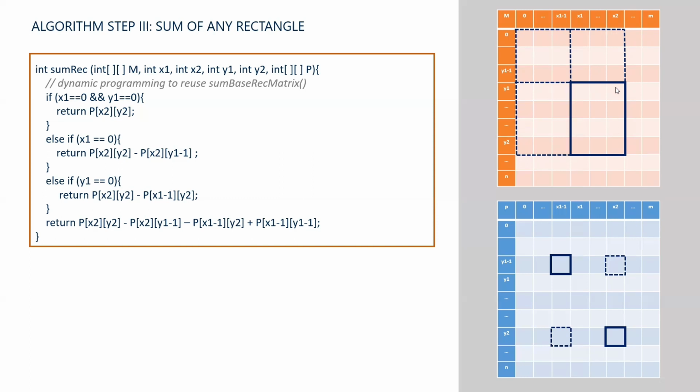We got this. Else if y1 equals 0, so it's something like this. We'll use the big one minus this one. So we'll return P[x2][y2] minus P[x1 minus 1][y2]. Otherwise, for just a regular one, we'll return P[x2][y2] minus P[x2][y1 minus 1] minus P[x1 minus 1][y2], and plus this one, P[x1 minus 1][y1 minus 1].